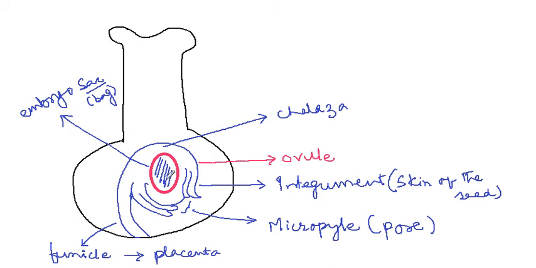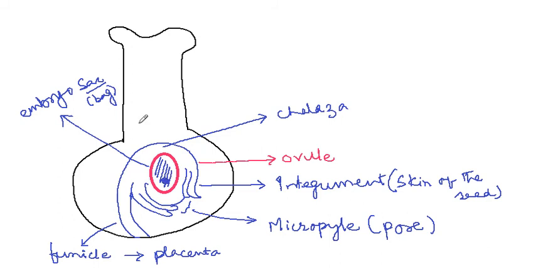Okay, this is the site where the male gametes, female gametes are also present, and this is the site where the fertilization will occur. So in our exam, especially in our medical entrance exams, they would possibly ask us, where does the fertilization occur? So our answer should be the fertilization occurs inside the embryo sac.